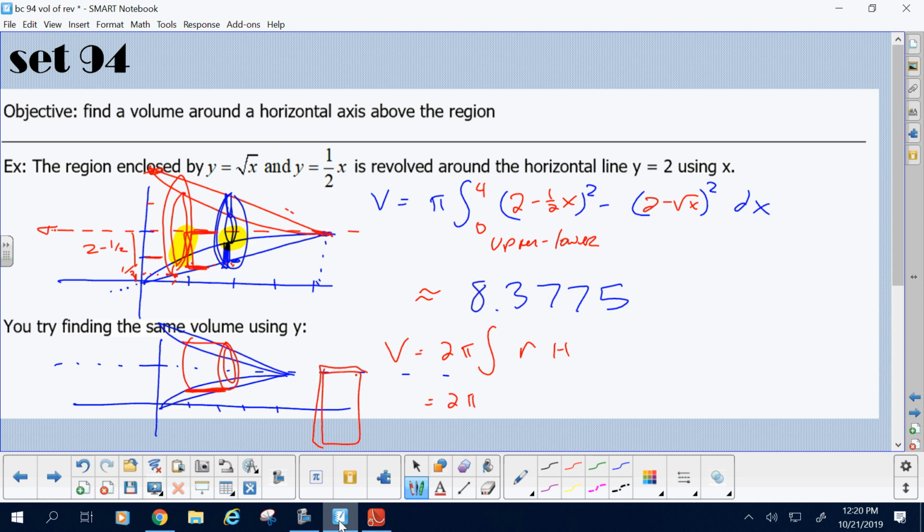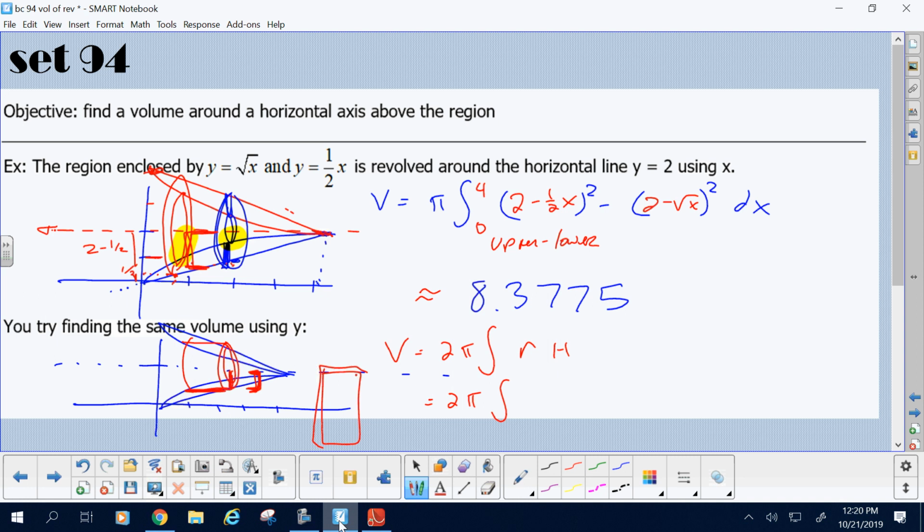So, what's the radius? 2 pi times 2 minus... is it 2 minus the line, or 2 minus the square root function, or neither? 2 minus y. Wait, what are we talking about? What's the r? The radius of the cylinder. It's 2 minus y. Upper minus lower.